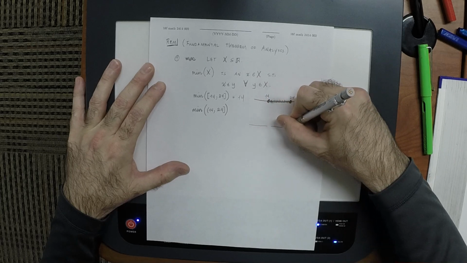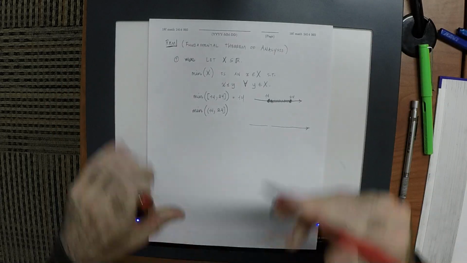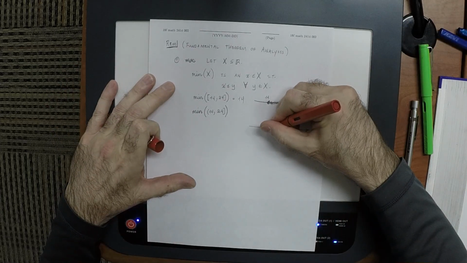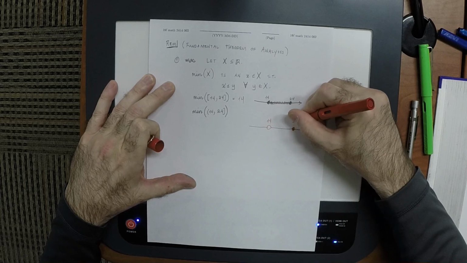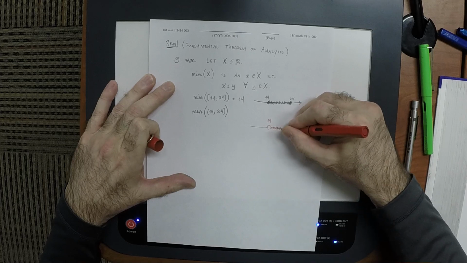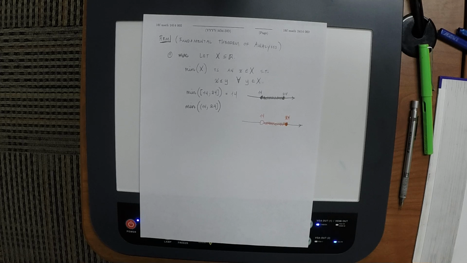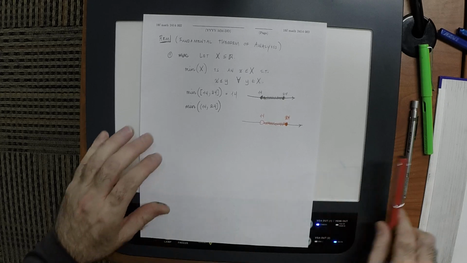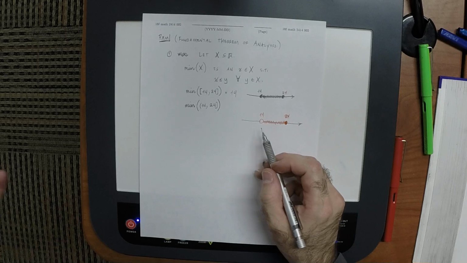So switching to color now, just as a visual aid. So this is 14 here, and this is 24. And now what I'm asking is, concerning all of those red points, is there a red point which is the smallest of all red points? And it can't be 14, because 14 is not red. So it can't be 14.